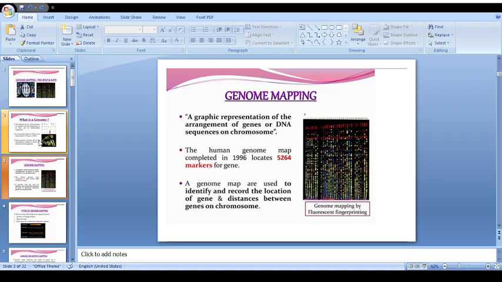What is genome mapping? A graphic representation of the arrangement of genes on the DNA sequence on the chromosome. The human genome map was completed in 1996 and locates nearly 5264 markers for particular genes. Normally, a genome map is used to identify and to record the location of the genes and the distance between the genes on the chromosome.